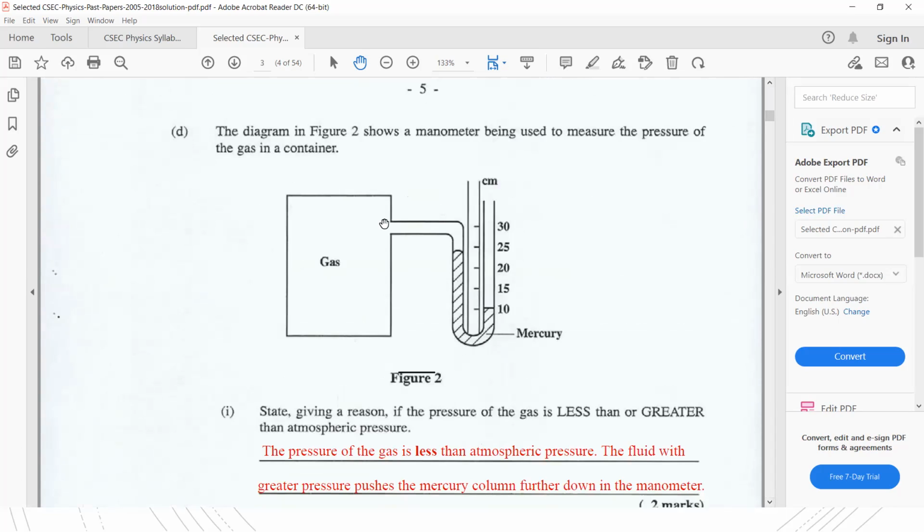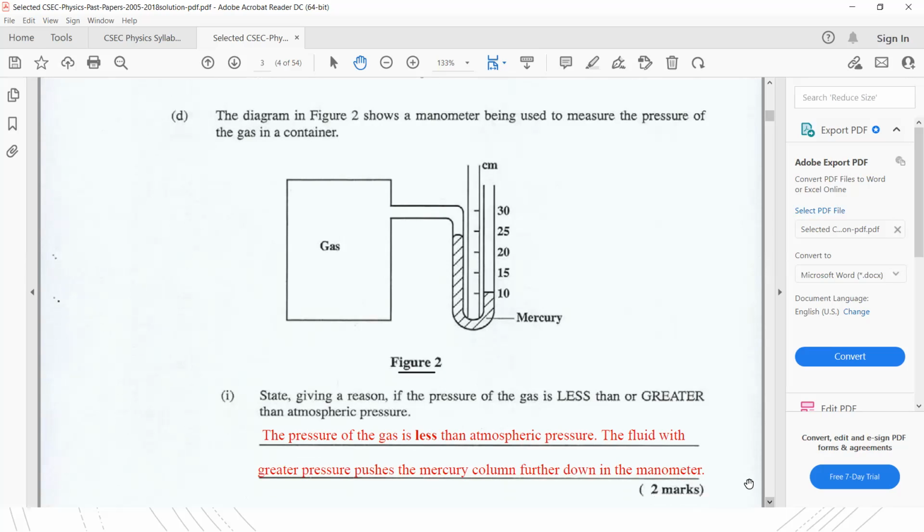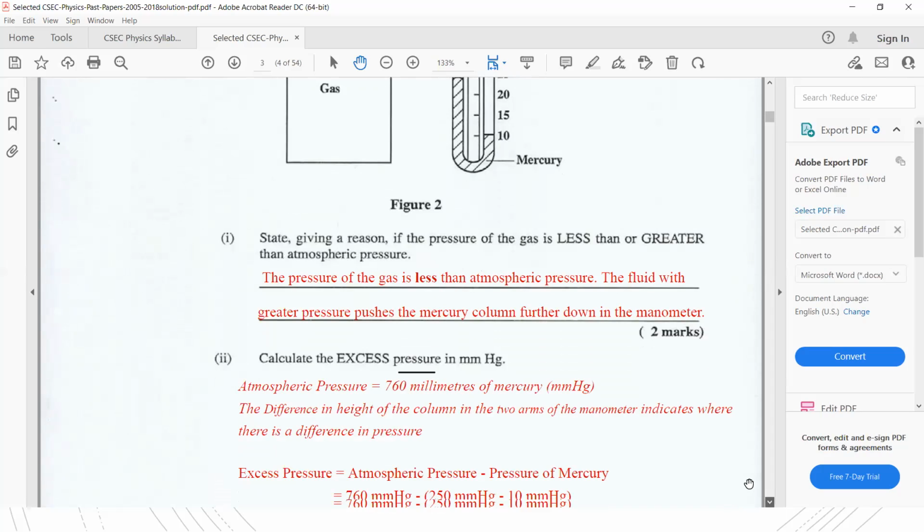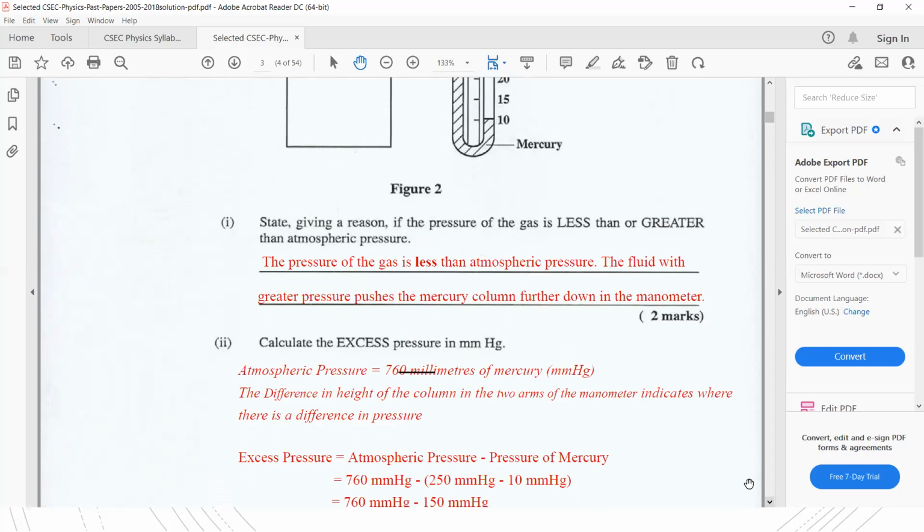All right, next part of the question. This is a long question because it's data analysis, so it's the longest question on the paper. You are given a diagram with a manometer, and it's measuring the pressure of our gas. Here we are asked to state and give a reason whether the pressure of the gas is less than or greater than atmospheric pressure.